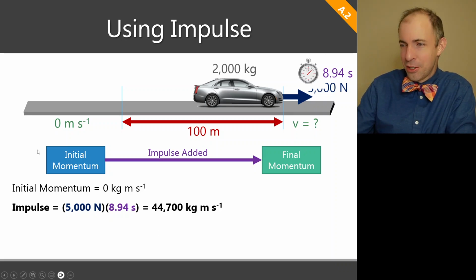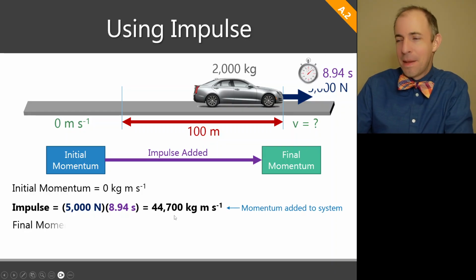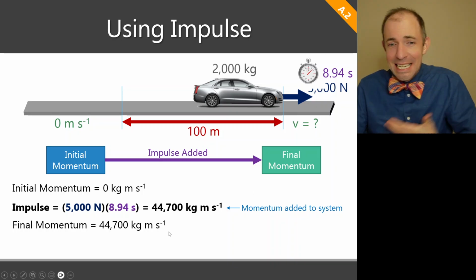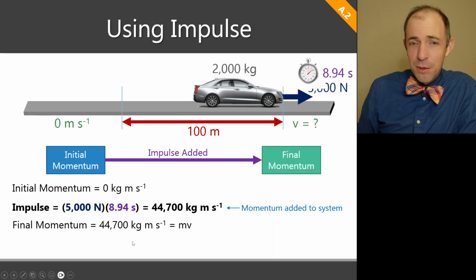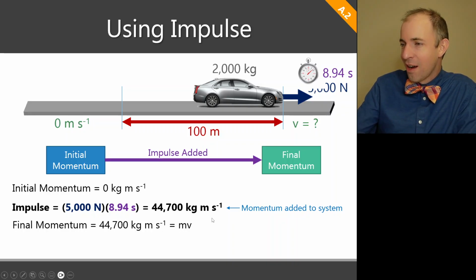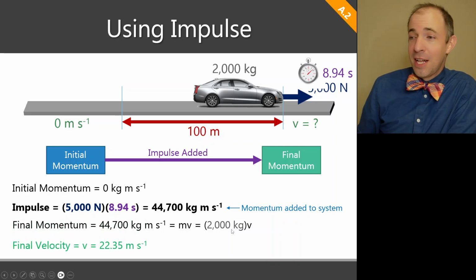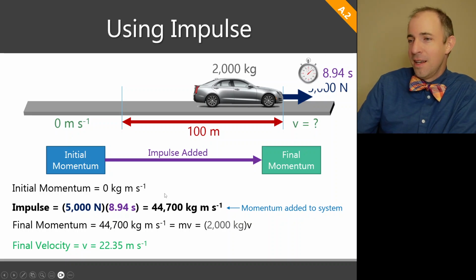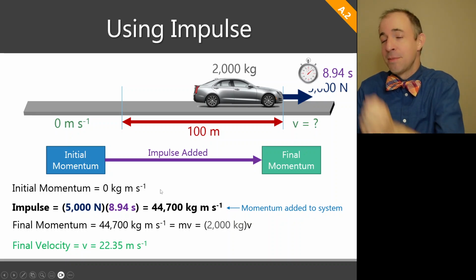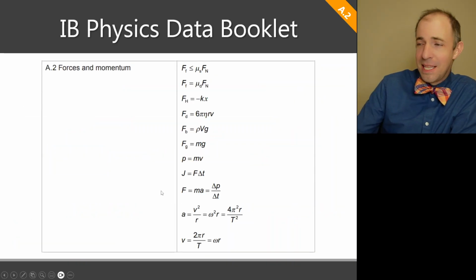So I can see that I had an initial momentum of 0. This added impulse is giving us another 44,700 kilogram meters per second. That is the momentum added to the system, which means my final momentum is that amount. It's 0 plus that, which now gives us 44,700. If that is equal to my final momentum, that is equal to the mass of the car times the velocity of the car. So 2000 v, I can rearrange and solve for the final velocity of that car. It must be 22.35 meters per second. So my initial momentum plus my impulse gives me a final momentum that I can then use to calculate a final velocity. This shows up in the data booklet here.